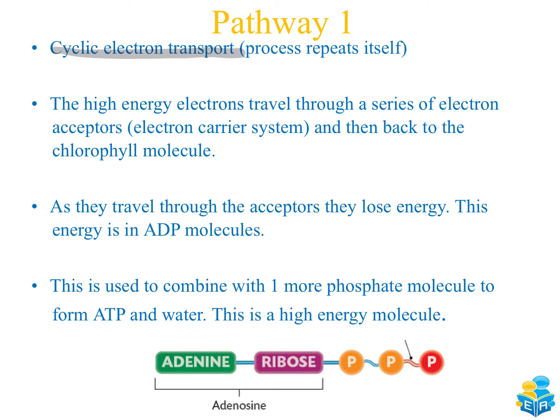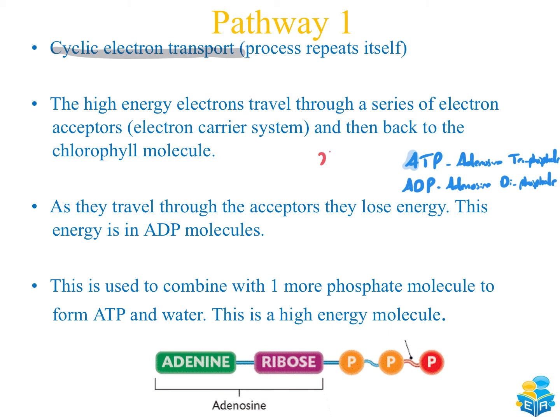Now, before we get into the ins and outs of this, I'm going to introduce you to two types of molecules. We're going to have ATP and we're going to have ADP. So ATP is adenosine triphosphate. ADP is adenosine diphosphate. The only difference between ATP and ADP is that adenosine diphosphate has 2 phosphates, whereas adenosine triphosphate has 3 phosphates.